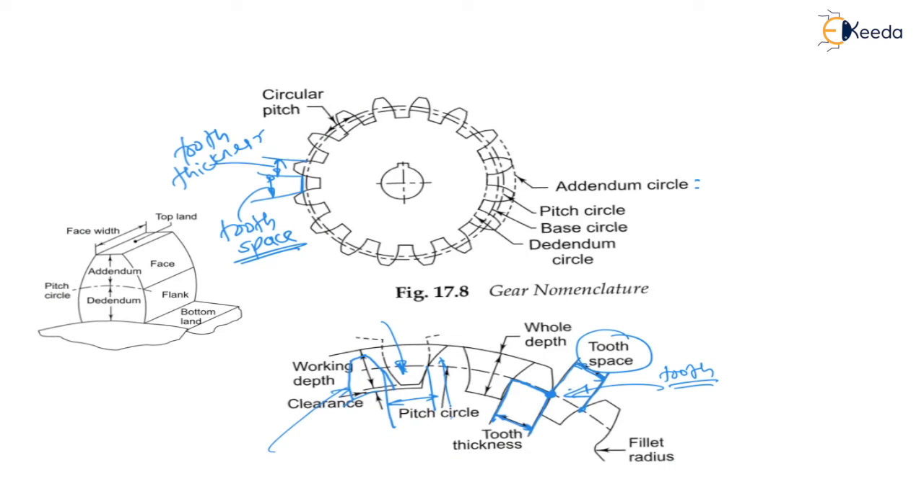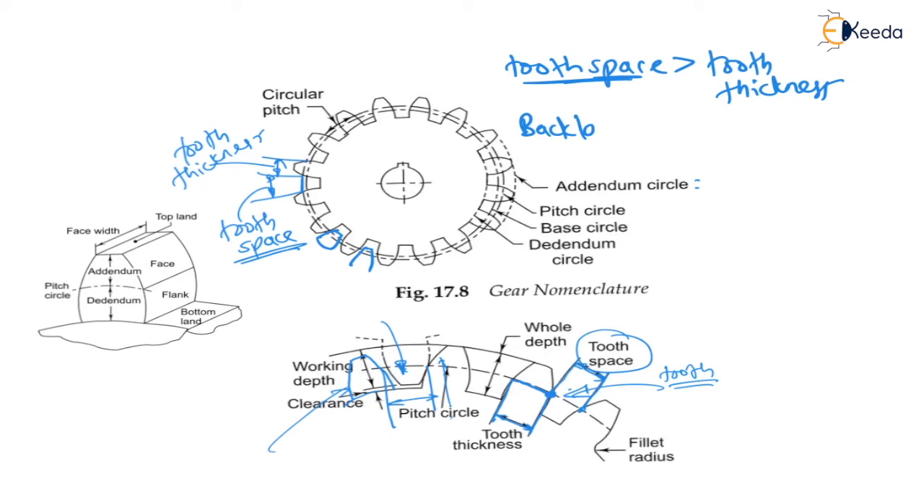And always this tooth space is more than tooth thickness. And it is obvious, if this tooth space is more than tooth thickness, then only another gear tooth will enter into this space. And this difference is called backlash, that is tooth space minus tooth thickness, right?